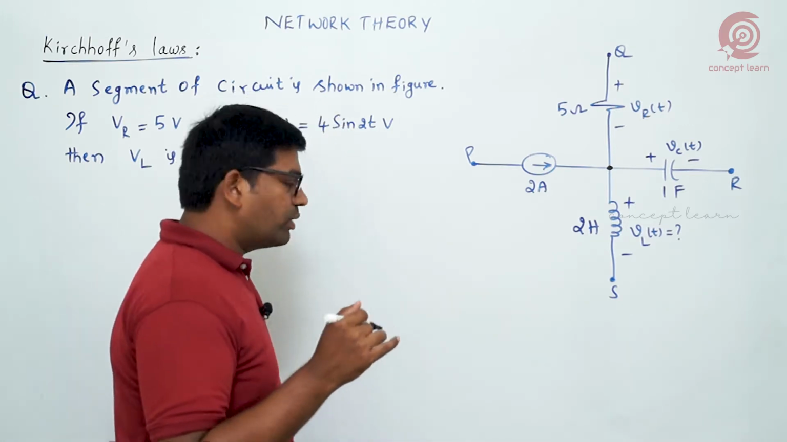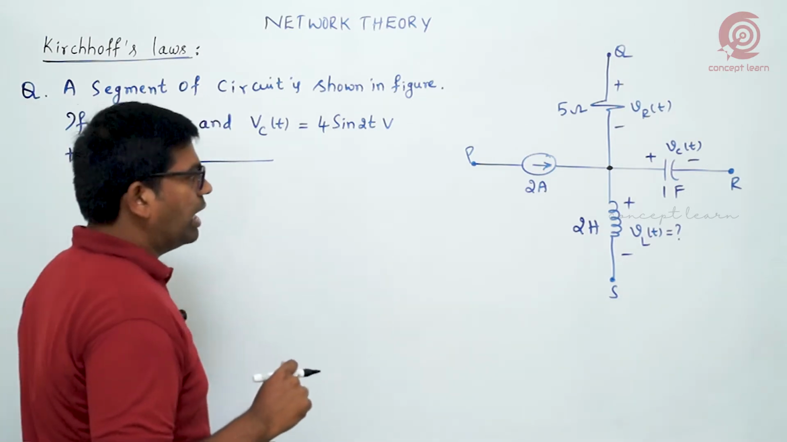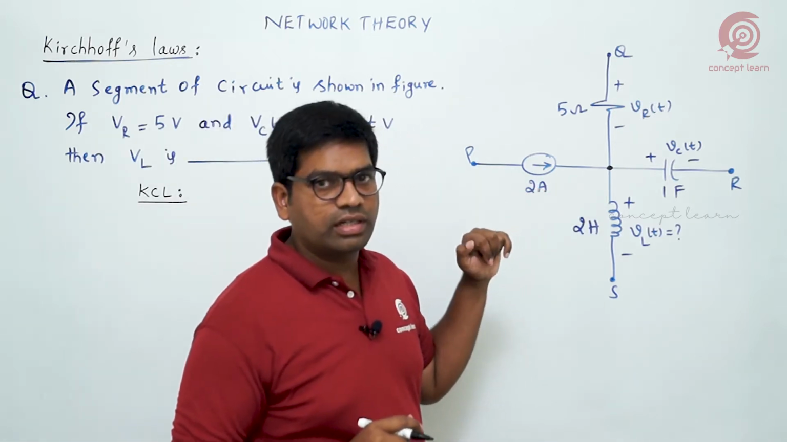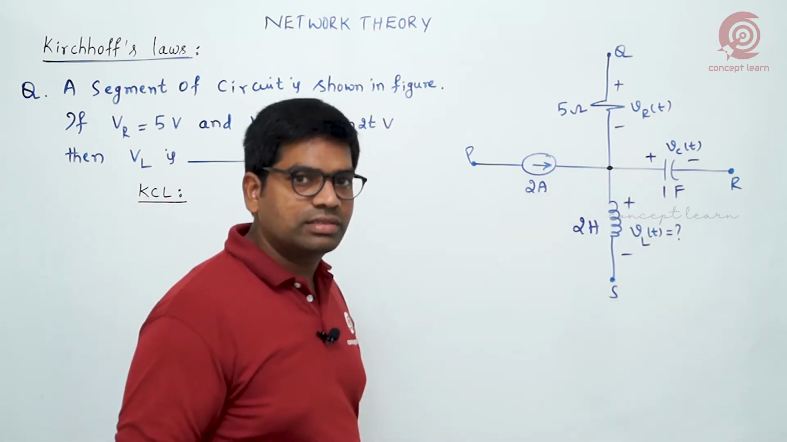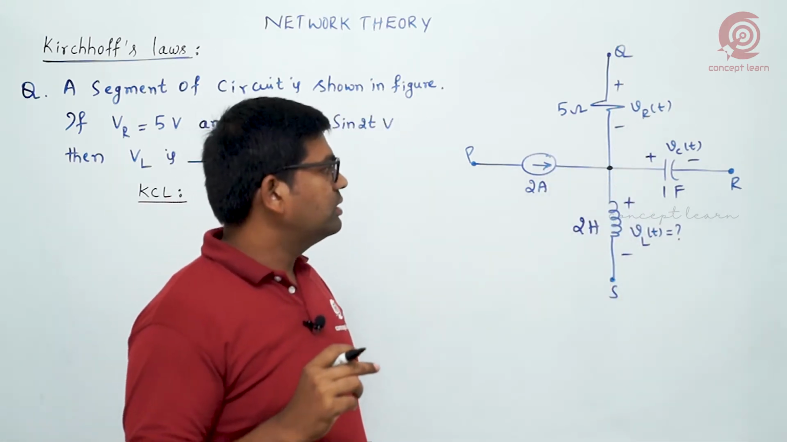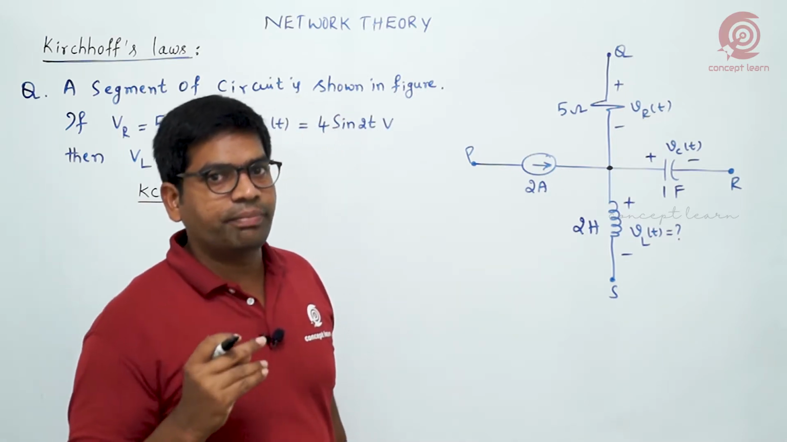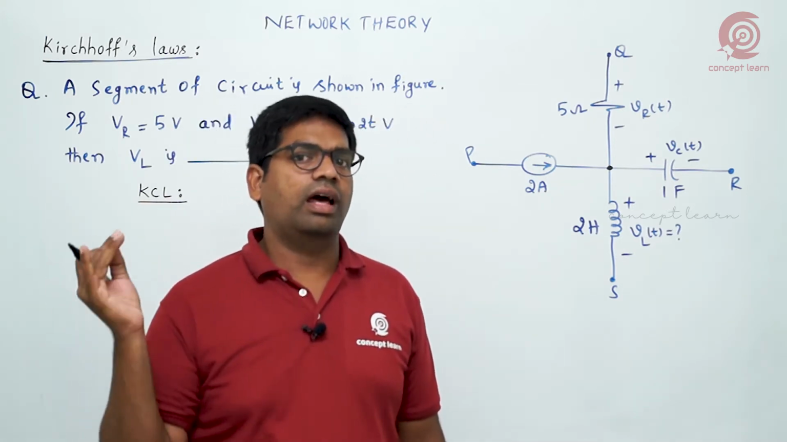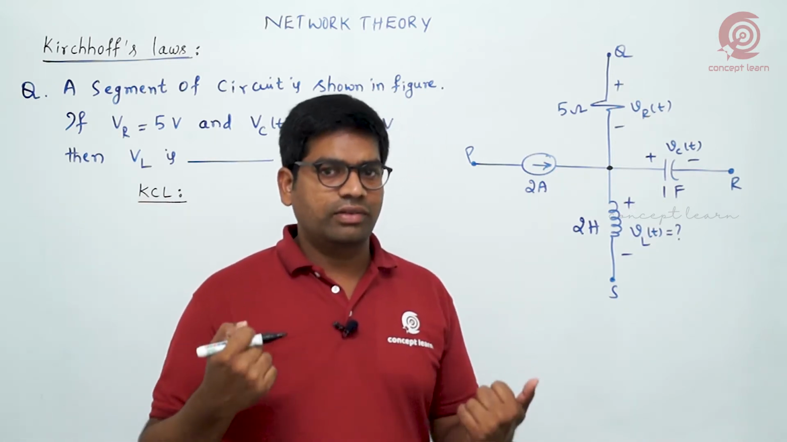Now when you write KCL for this node, 2 amperes is incoming, which we can easily observe from the given circuit. But what about the resistance as well as the capacitance? 5 ohms, and the voltage across the resistance is given. But RLC components, resistance, inductance, capacitance, are passive elements. Passive elements mean these are absorbing power from other components in the circuit.